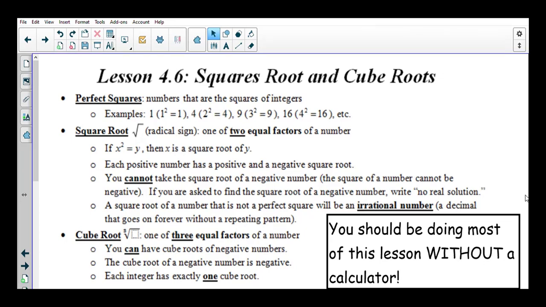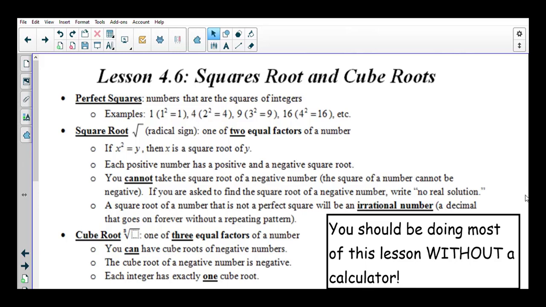I'll mention this word later on in the lesson as well. These are numbers that are the squares of integers. So examples of perfect squares include 1, 4, 9, 16, 25, 36, 49, and so forth, which we get because 1 squared is 1, 2 squared is 4, 3 squared is 9, 4 squared is 16, 5 squared is 25. They're numbers that when we square an integer, we square a whole number, we get that value.